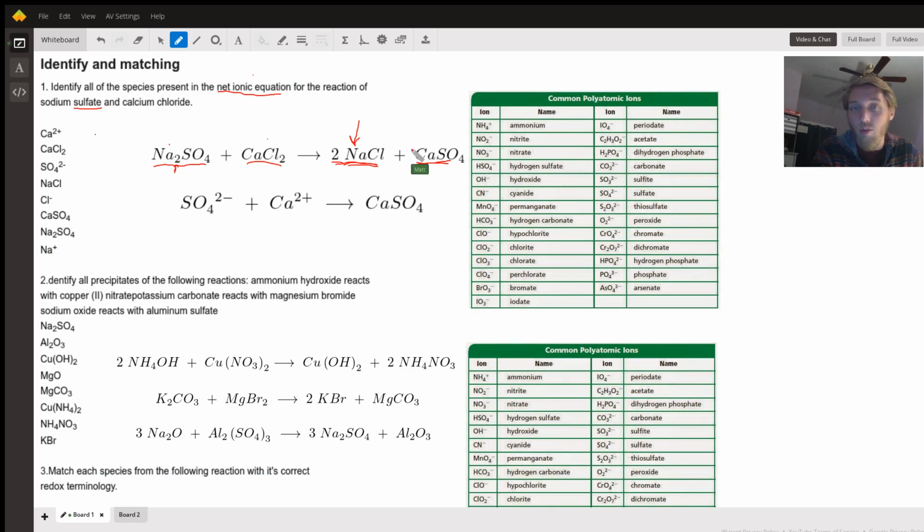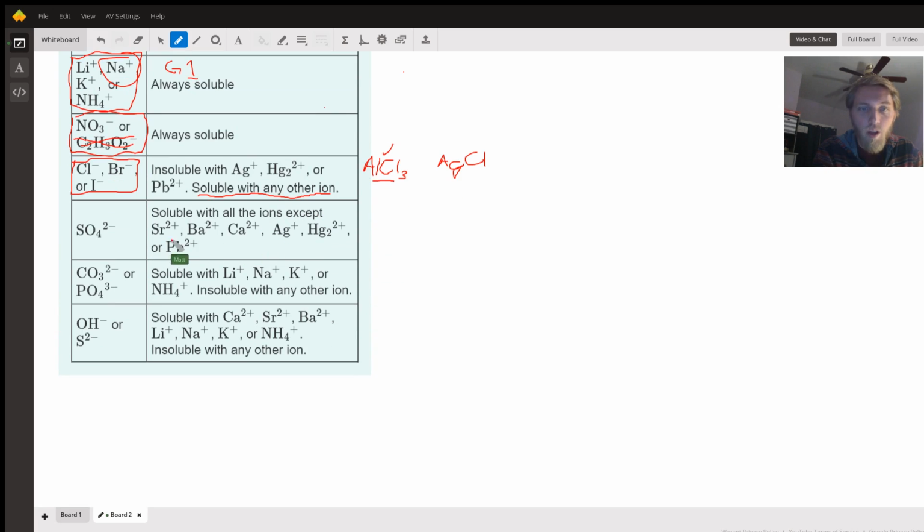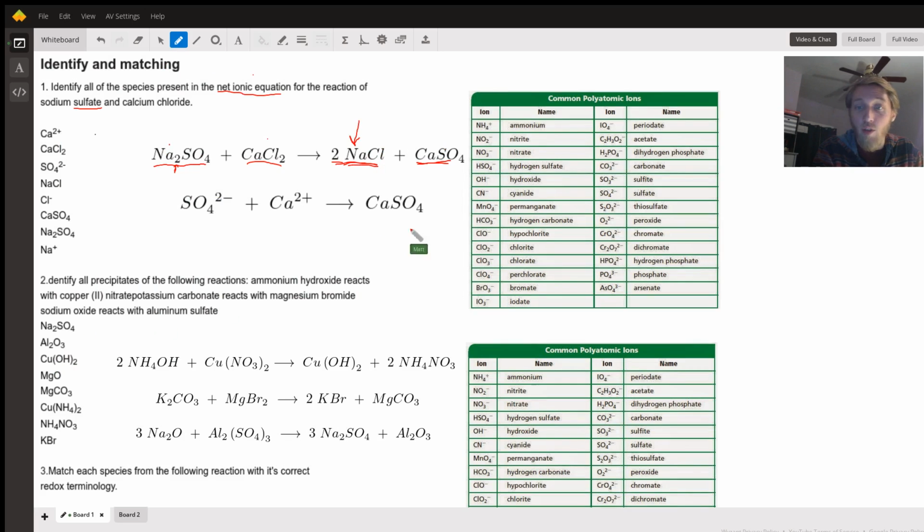Now, calcium sulfate, if we look back at our sulfate rules, if I could scroll, here we go. Calcium sulfate is actually insoluble. Sulfates generally are soluble, but except with these guys, and calcium is one of them. So that means calcium sulfate will be insoluble, which means it's going to be a solid. And that means to write the net ionic equation, all we need is the precipitate and the ions we use to make it. So for question 1, the species present will be calcium, sulfate, and calcium sulfate.